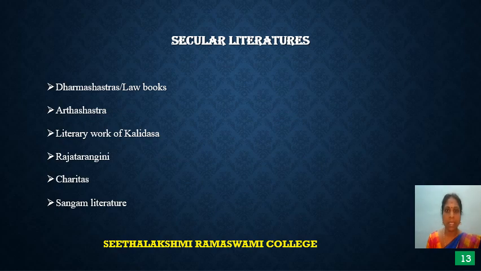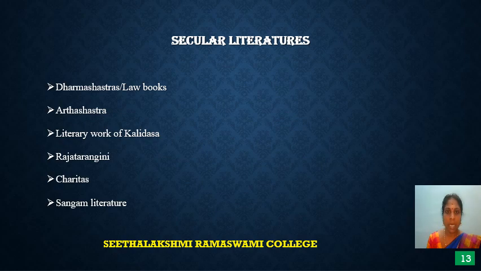Arthashastra. The Arthashastra of Kautilya reflects the state of society and economy in the age of the Mauryas. Literary work of Kalidasa. The work of the great poet Kalidasa comprises kavyas and dramas, the most important being Abhijnana Shakuntalam. Besides being creative compositions, they give an insight into the social and cultural life of northern and central India in the age of the Guptas.